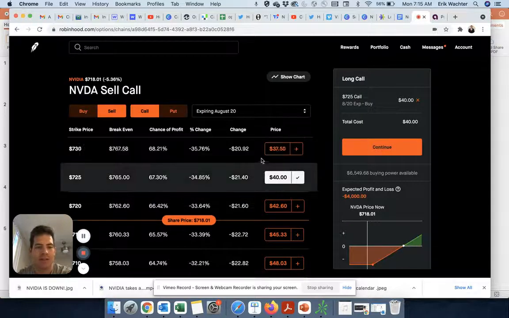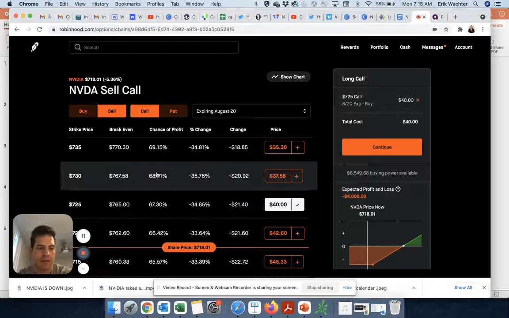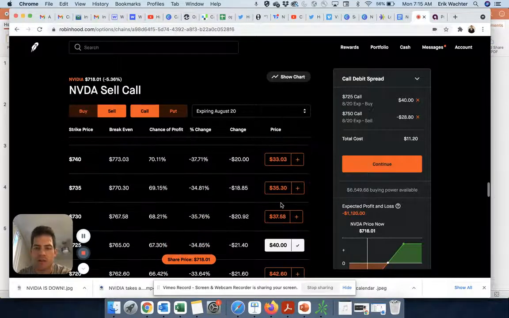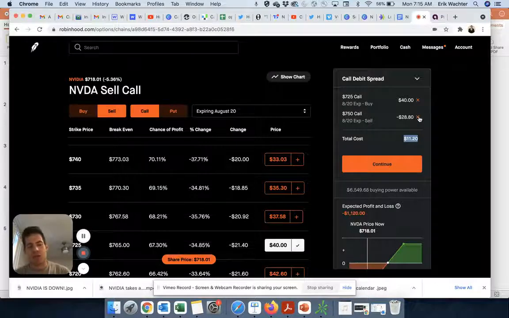So let's go back. We still have the 725 that we're buying. Let's sell the 750. Now, as you can see, this is more out of the money. Since it's more out of the money, our net debit is more. We can lose more, but our exposure to Nvidia is now more. Because we went further out of the money, and I can demonstrate how this works.